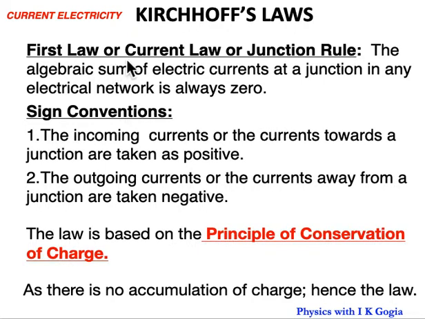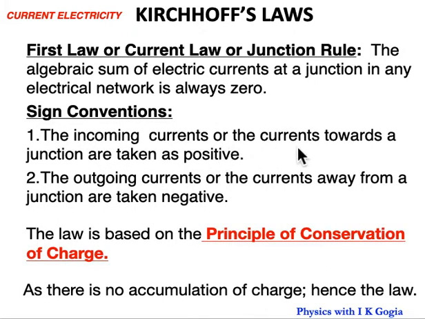First law, also known as Kirchhoff's current law or junction rule. It states that the algebraic sum of electric currents at a junction in any electrical network is always 0. The basis of this law we will discuss shortly. There are sign conventions to be followed for Kirchhoff's current law or junction rule.